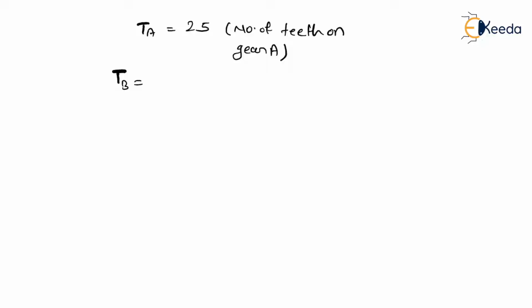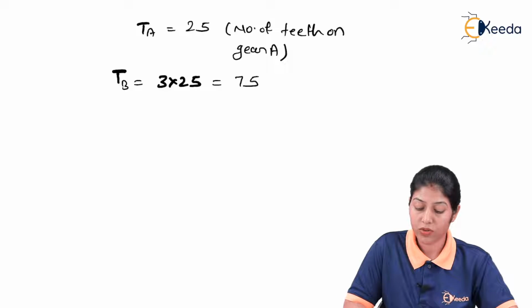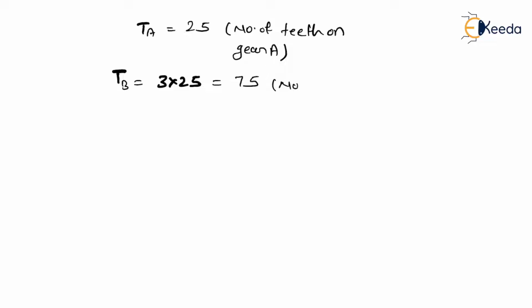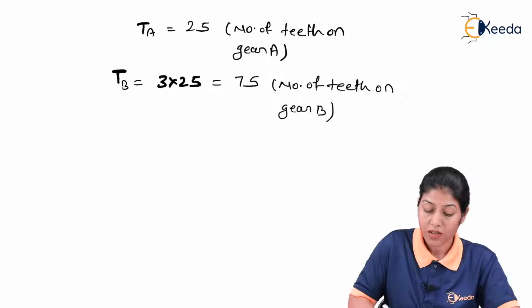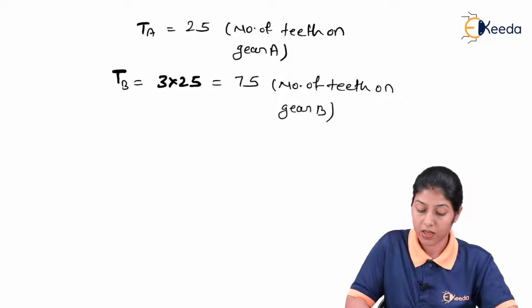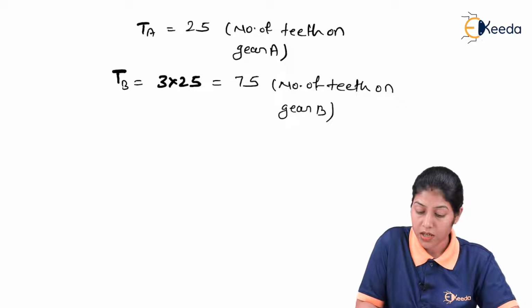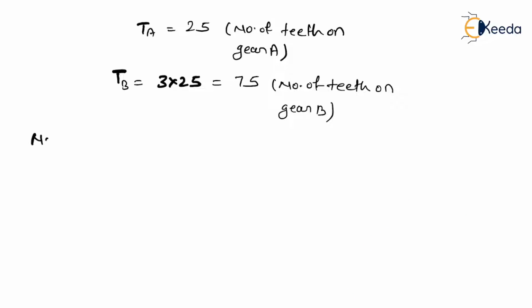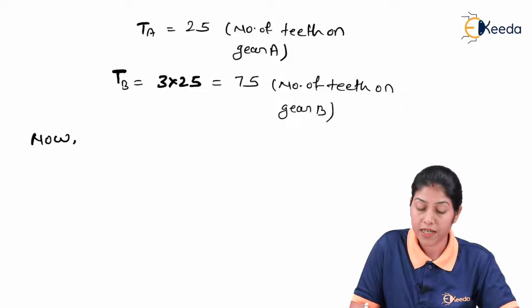Here we have TB equals to 3 into 25. So it will be 75. So this TB is representing the number of teeth on gear B. Now we have this value of TA and TB. So this is representing the number of teeth of two meshing gears or a pair, gear A and gear B. Now let's consider the second condition.